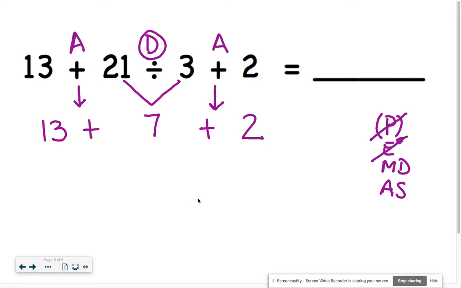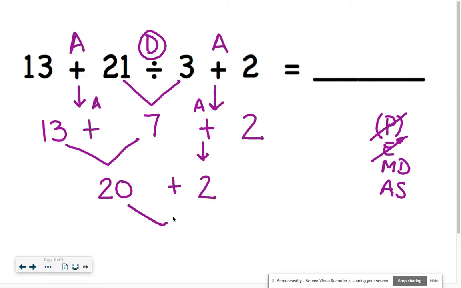So I actually have a new equation. Now, if we notice, I have an addition symbol and an addition symbol. Because they're the same symbols, I'm just going to go from left to right. So we then do 13 plus 7, which is 20. And we can carry down the remaining portion of our problem, plus 2. 20 plus 2 is 22. So our answer is 22.